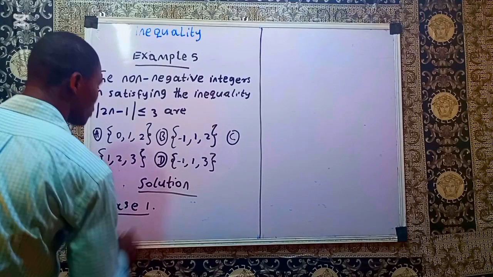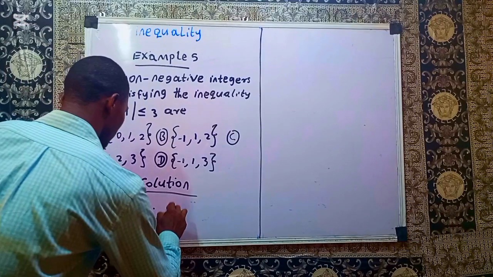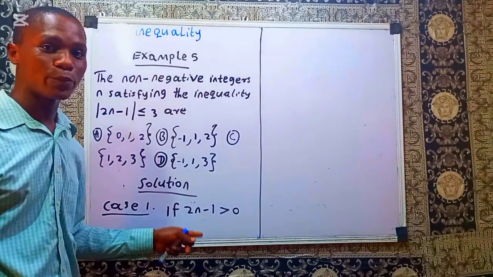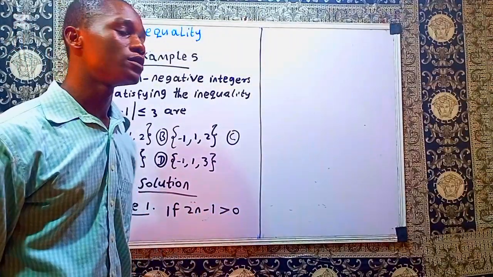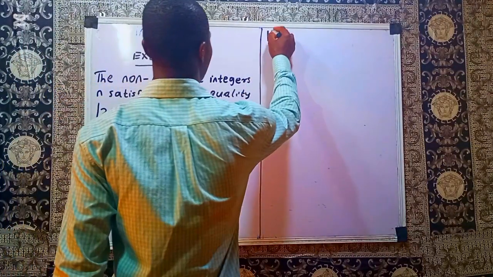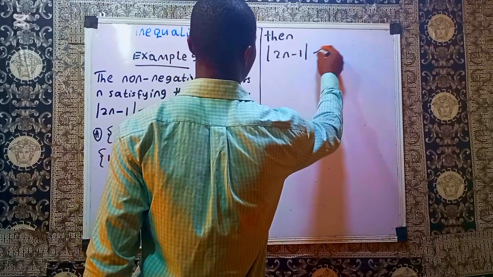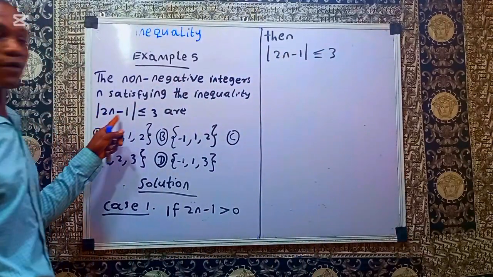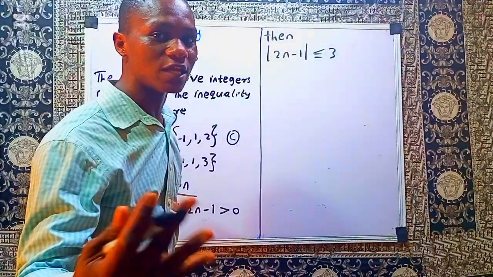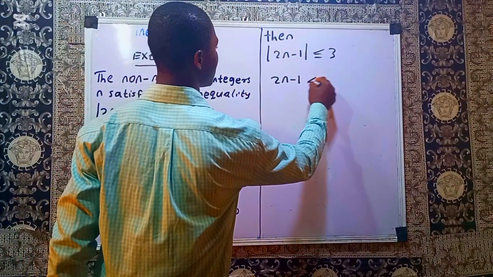Case 1 has to do with if what is inside the absolute value is positive. If 2n minus 1 is greater than 0. If I want to say that something is positive in mathematics, I say that it's greater than 0. So if 2n minus 1 is greater than 0, then absolute value of 2n minus 1 less than or equal to 3, which is what we have here. If this quantity is positive, then absolute value will return the same quantity. So we are going to have 2n minus 1 less than or equal to 3.